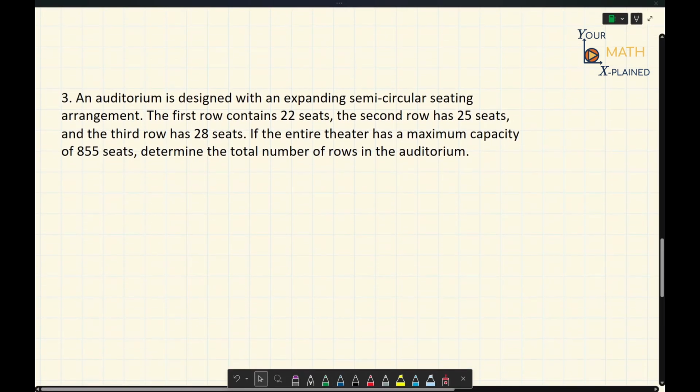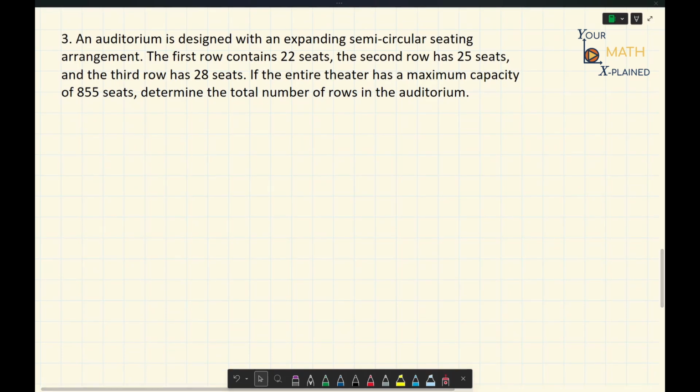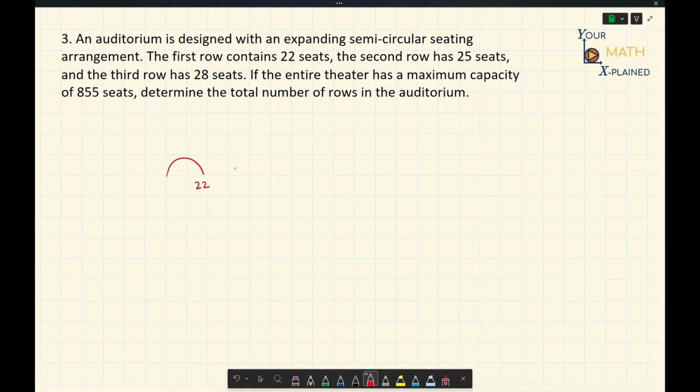And now for our last example, we have an auditorium that is designed with an expanding semicircular seating arrangement. We're told that the first row of seats has 22 seats, the next row has 25, and then the row after that has 28. So now if the entire theater has a maximum capacity of 855 seats, we're asked to find the total number of rows in the auditorium.